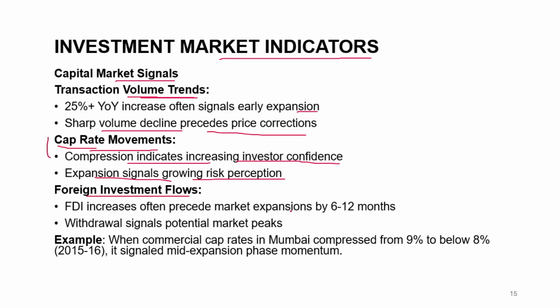So, FDI increases often precede market expansion by 6 to 12 months, right. After FDI have increased their presence, after 6 to 12 months you will see the expansion in the market. And withdrawal signals a potential market peak. After they have started withdrawing, in 6 to 12 months you will start seeing the weakening signs. So, foreign investment flows can be your leading indicators. These are some leading indicators in your investment market that can tell you the direction of the real estate market.